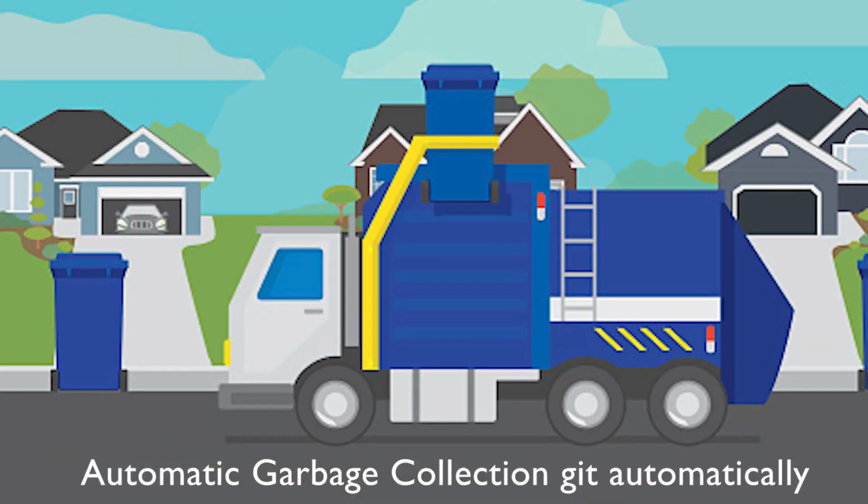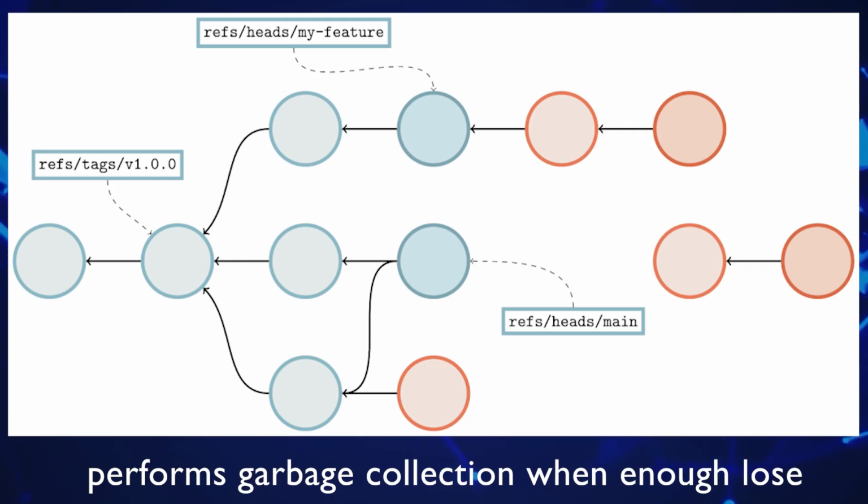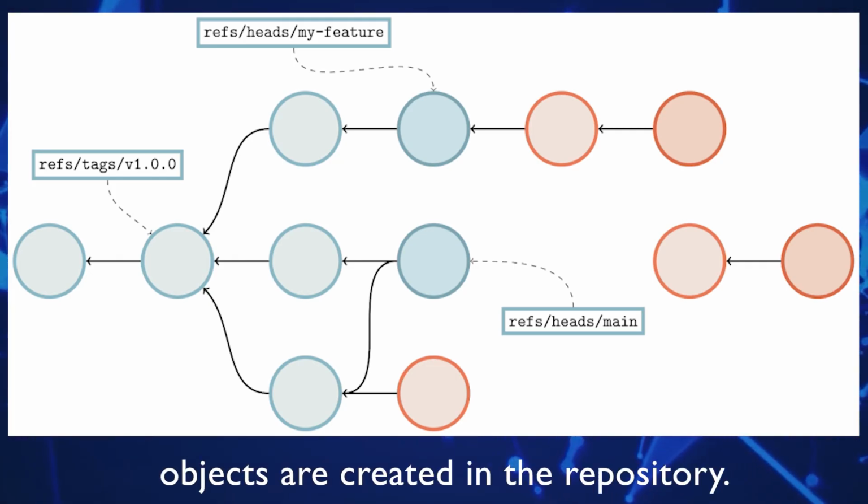Automatic garbage collection. Git automatically performs garbage collection when enough loose objects are created in the repository.